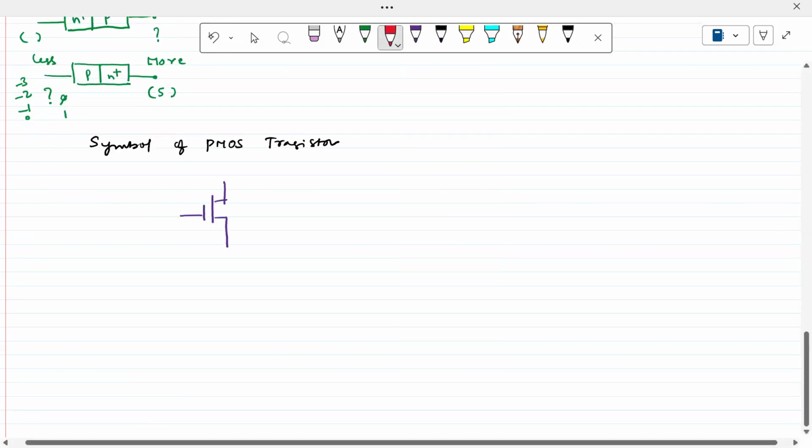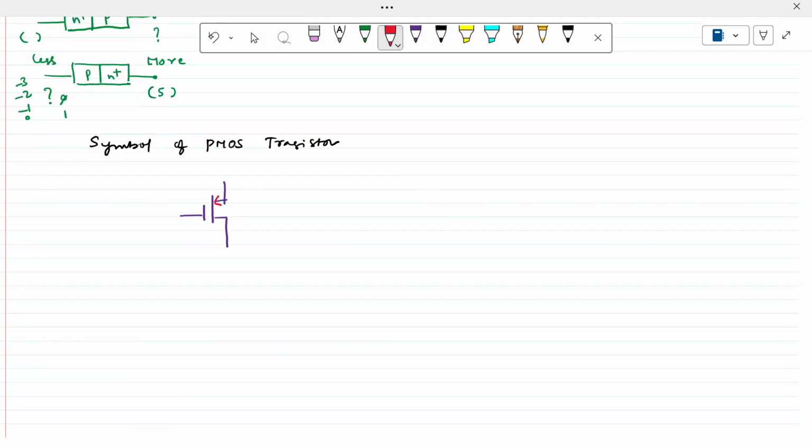Okay. So this arrow mark represents a PMOS transistor, right? This arrow mark represents a PMOS transistor. Now let us assume here I'm applying the high potential, and here I'm applying the low potential. Now where will the current flow? What is the current direction?